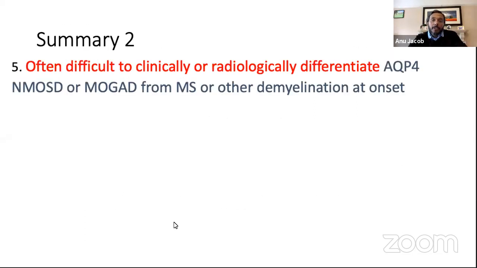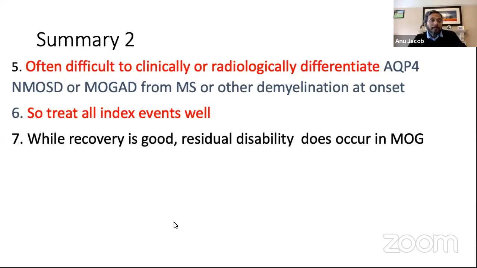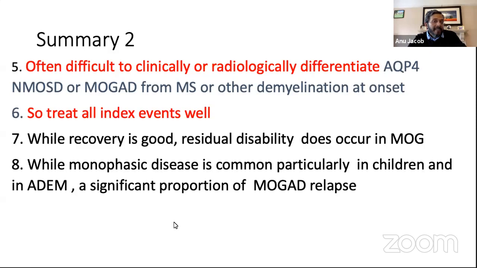Despite all the MRIs I showed you and the clinical features I told you, sometimes it's really difficult to clinically or radiologically differentiate AQP4 NMOSD or MOGAD from MS or other demyelination at onset. So the only reliable test we have at present is the cell-based assay. So it's equally important that we treat all the index events quite well. While recovery is good, residual damage does occur in MOG. While monophasic disease is common, particularly in children and in ADEM, a significant proportion of MOGAD can relapse.